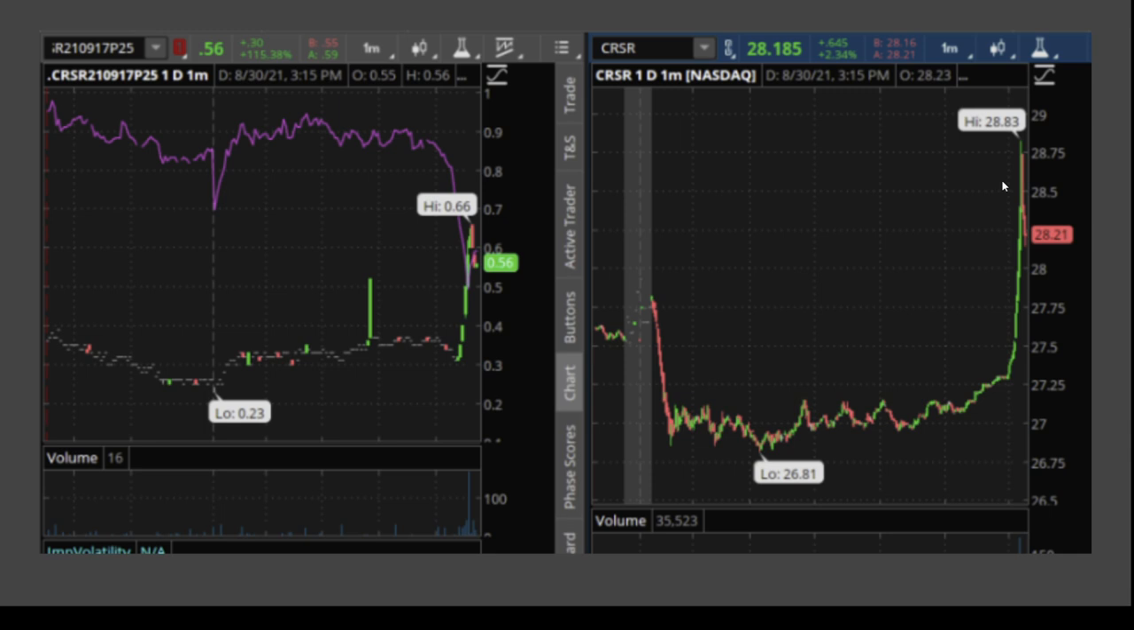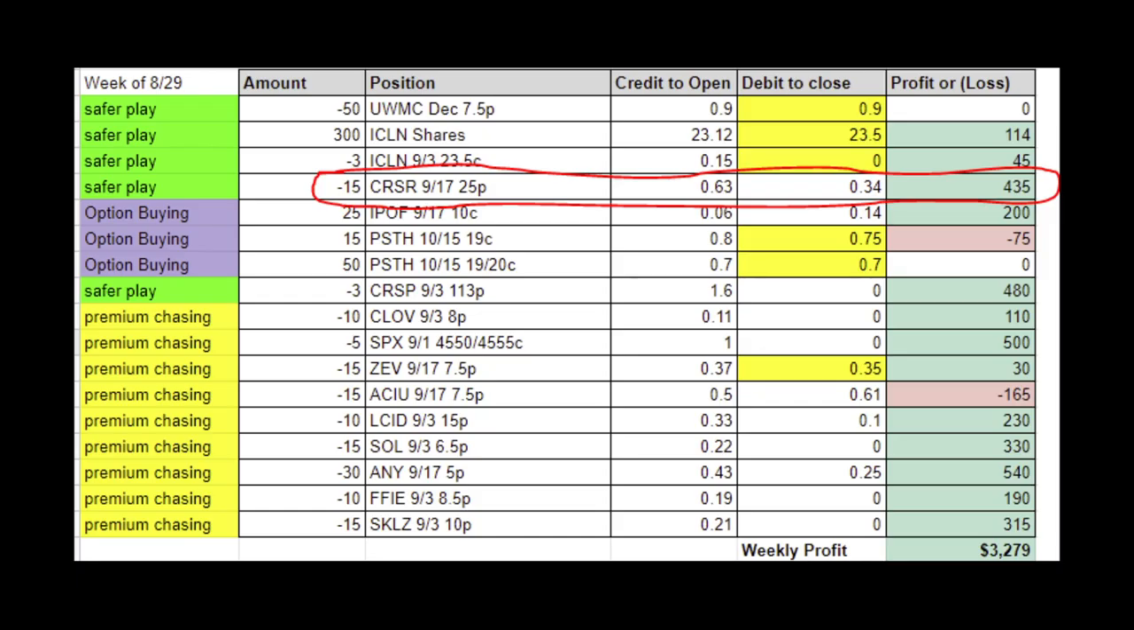And that's reflected here by what's plotted on this purple line, which is called the theoretical option price. When the price of a stock goes up, the price of the put correspondingly should also go down. But what we see a little bit below that, plotted by these red and green candles right here, is that when the price of Corsair went up on August 30th, even though the price of the 25 puts should have gone down, the opposite actually happened. The price of these 25 strike puts actually doubled. It went from 30 cents at the base to 66 cents at the peak, and we were able to sell for 63 cents, get out shortly after for 34 cents and a $435 profit.